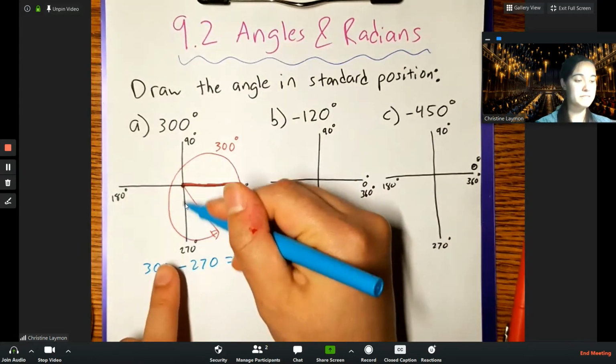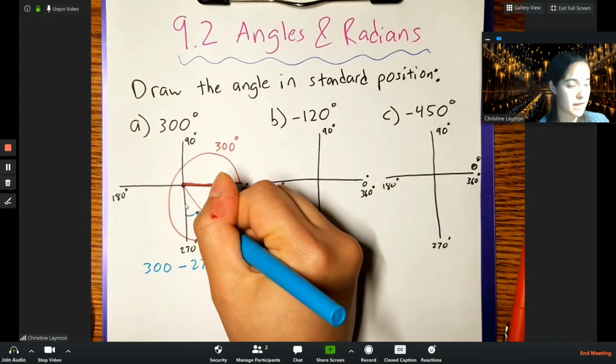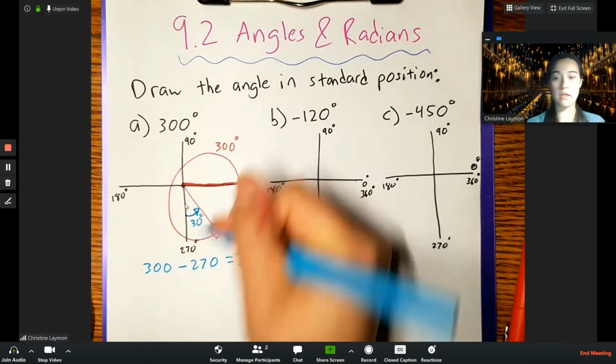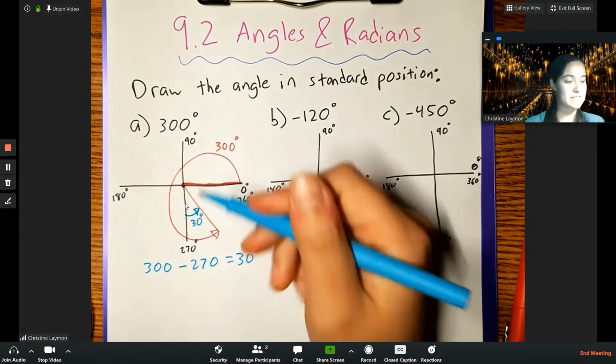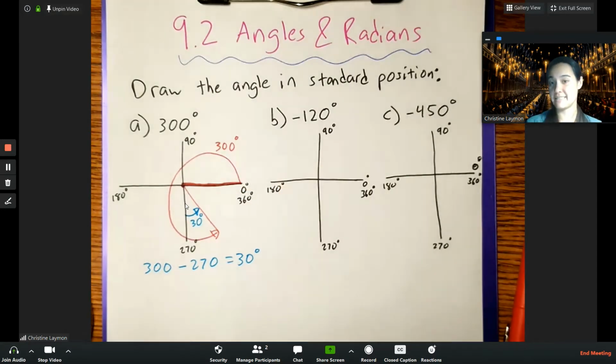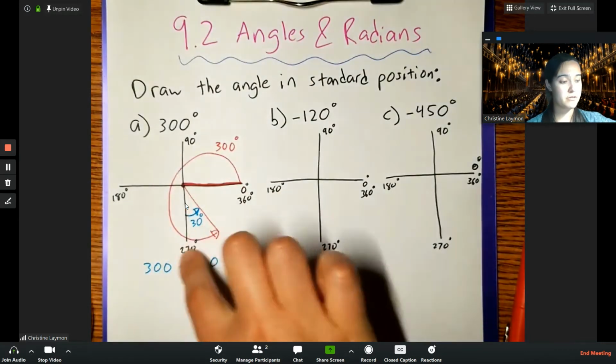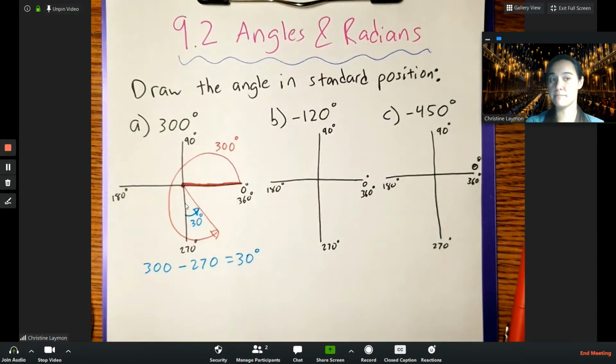So from this line to that angle, that gap there is an additional 30 degrees, which means this gap over here is 60. But again, what this tells us is that I'm spinning this direction, and that will be 300 degrees.